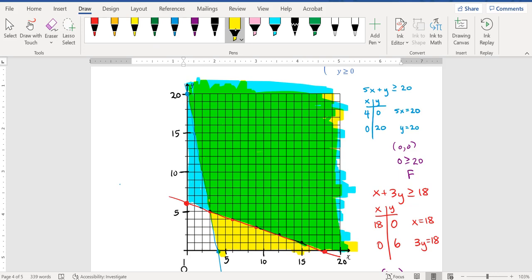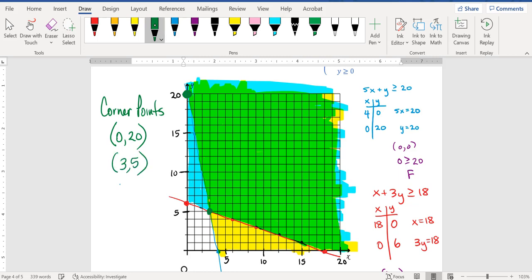Oh boy. Okay, what are the corner points? This is a corner point here at 0, 20. So 0, 20 is a corner point. This is a corner point. What is that one? This graph is a little easier to read. 3, 5 is a corner point. And 18, 0 is a corner point. And that's it for corner points.